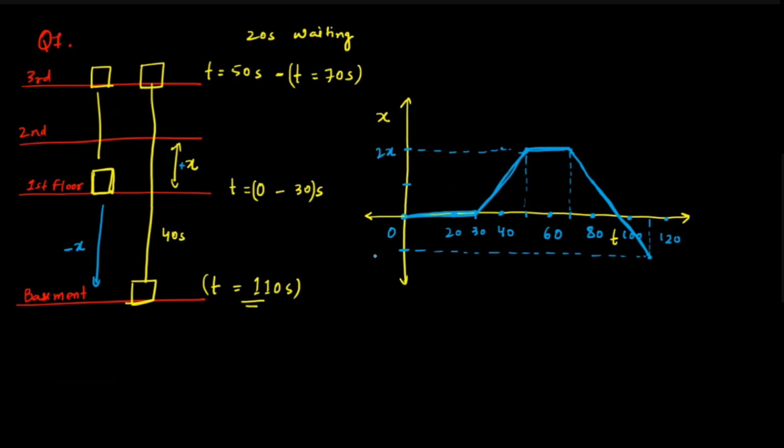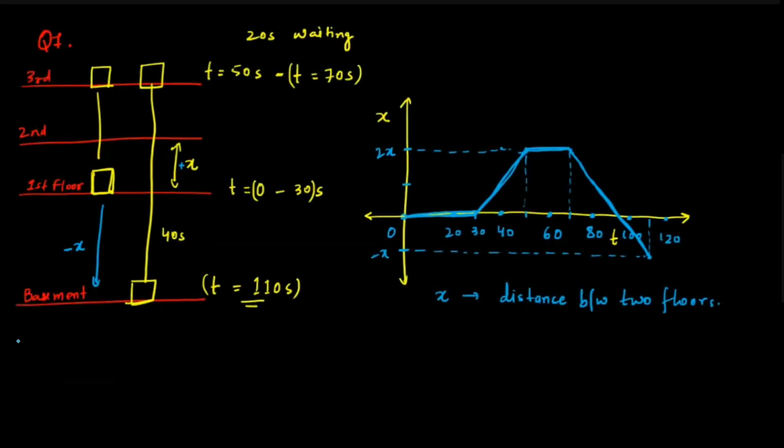Also, you can mark 2x and negative x, where you will mention that x is supposed to be the distance between the two floors. And as we are representing the position-time graph, when it is going down, it is going to be negative x from the initial position. That's why we have written negative x. So this is going to be the distance between the two floors. That is how we are supposed to draw the graph.